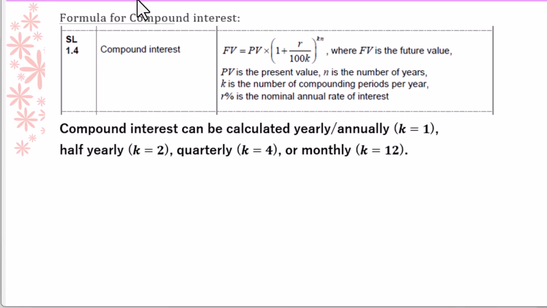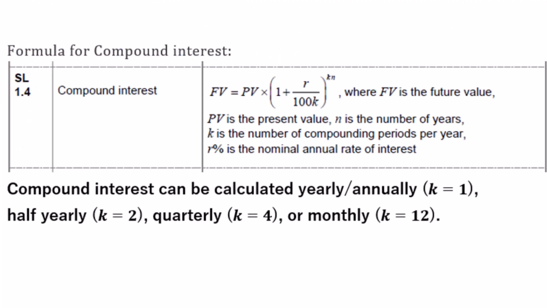This video is about application of compound interest formula. Here is the formula for compound interest. Future value equals present value times (1 plus R over 100K) to the Kn-th power. This K is the number of compounding periods per year.